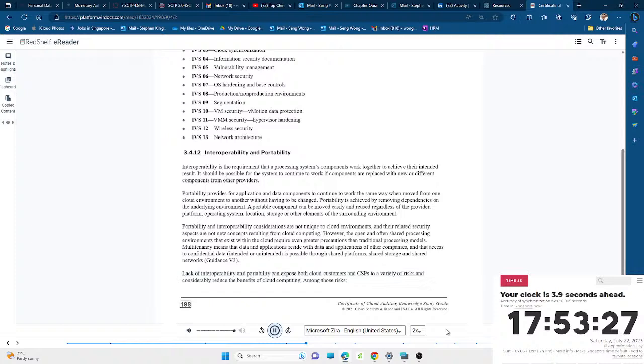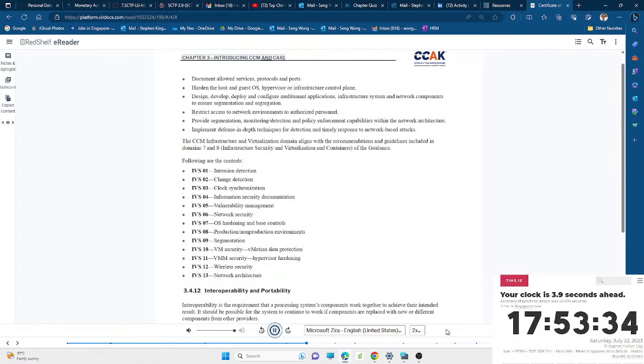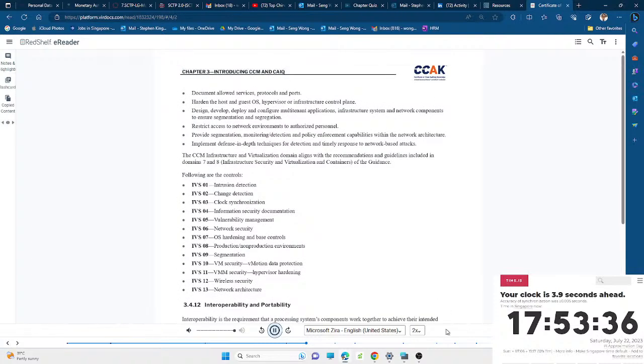Among those risks, 198 Certificate of Cloud Auditing Knowledge Study Guide Copyright 2021 Cloud Security Alliance and CCAK. All rights reserved. Chapter 3 Introducing CCM and CAIQ. Image with the following description, image for page with label 198.